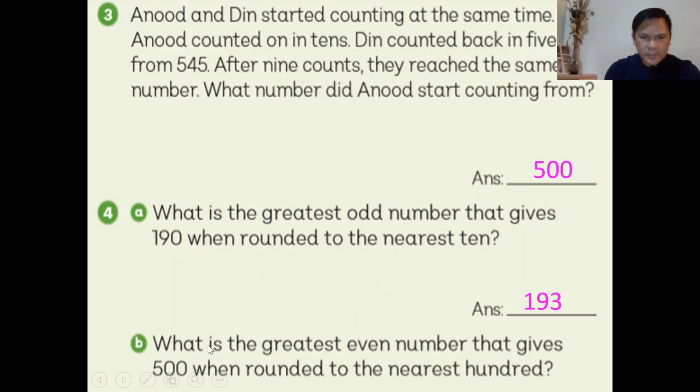Next, what is the greatest even number that gives 500 when rounded to the nearest 100? So the 100 is 5, then the 0 is 10. So the answer is 498. So when we round 498 to the nearest 100, the answer is 500. Why? Because 4 is 100, 5, 6, 7, 8, 9 should go up. Then it becomes 500.